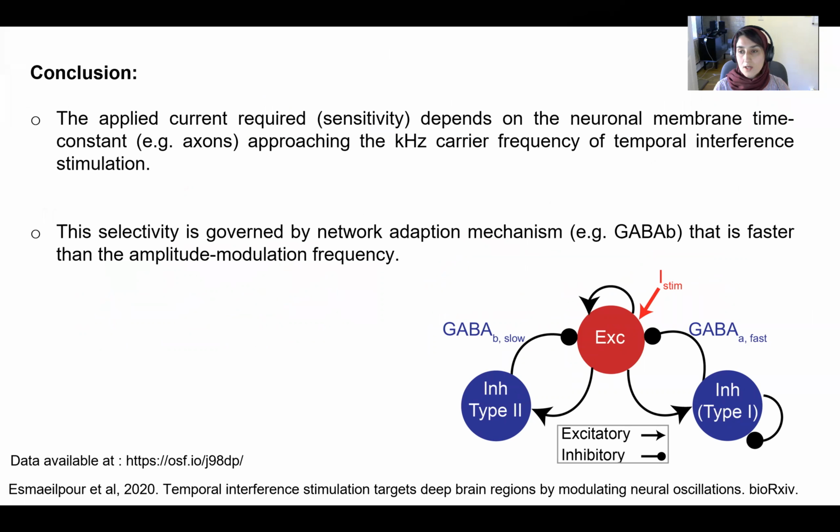One was that the selectivity of the network that we used in our experiment was governed by the adaptation mechanism that was in our models. We modeled it using GABA B inhibition, and also the sensitivity was governed by the time constant of the network and its highly sensitive compartments.